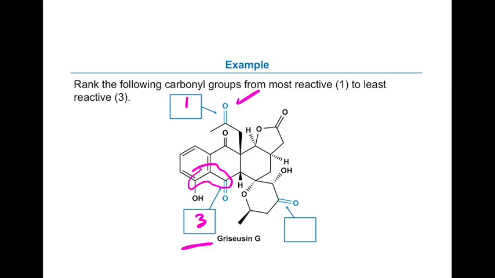Occam's razor says this is going to be somewhere in the middle, right? It's going to be less reactive than the other two just because it's part of a ring. It's embedded into a structure. So sterics is going to make that one hindered.